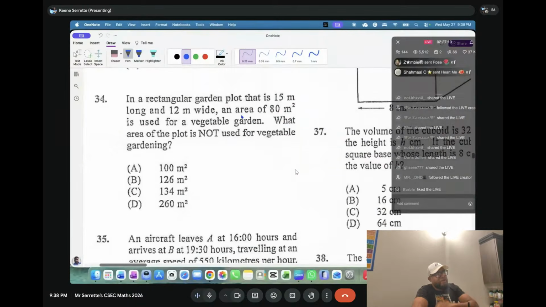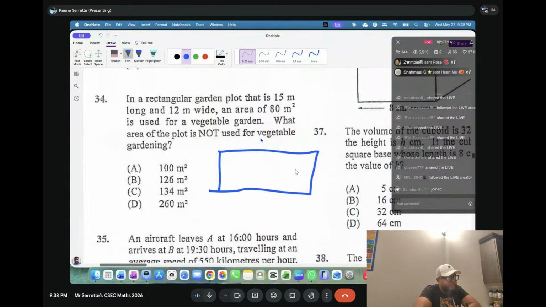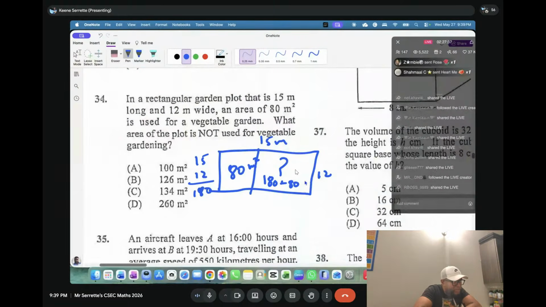In a rectangular plot, you have a rectangular plot, right? You have 15 as the length, 12 here. They plant a garden on 80. How much is not planted? This is 80 meters squared. Find out the area of the full thing now, 15 by 12. So this will be 180 minus 80, which will be 100.